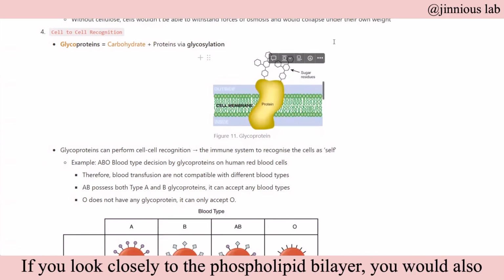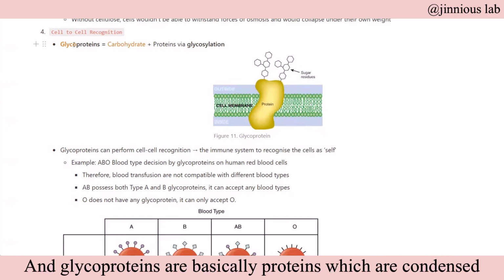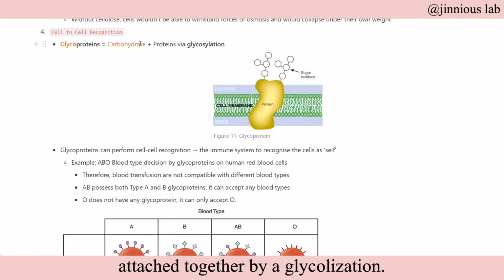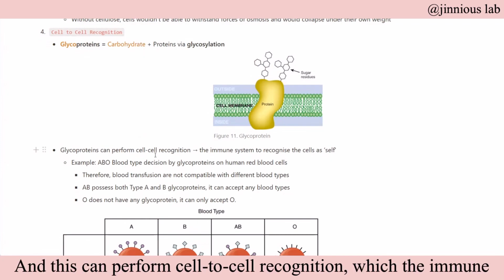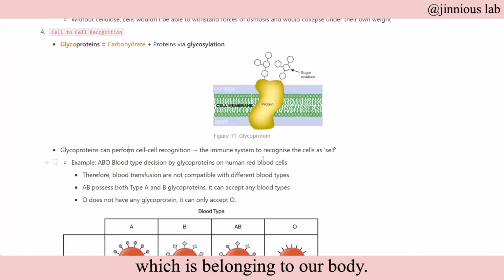If you look closely at the phospholipid bilayer, you would also see the glycoproteins that are attached to the bilayer. And glycoproteins are basically proteins that are condensed with carbohydrate. So it's a compound where the carbohydrate and proteins are attached together via glycosylation. And this can perform cell-to-cell recognition, which allows the immune system to recognize the cell as belonging to our body.